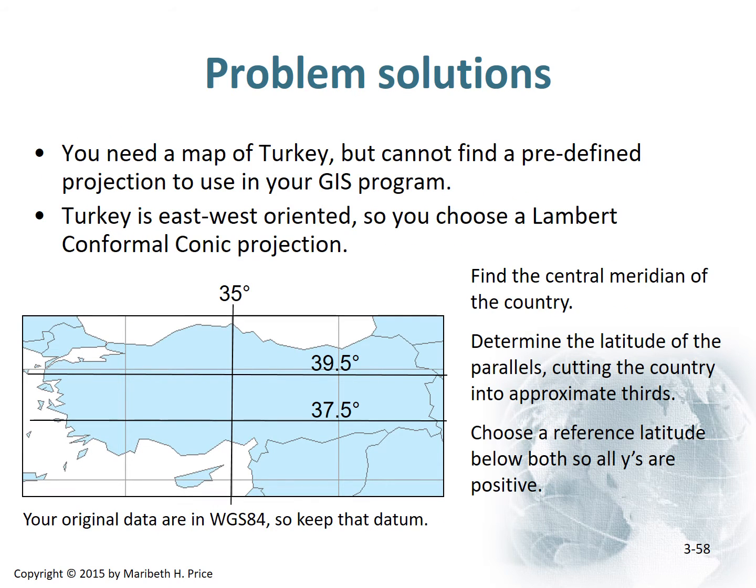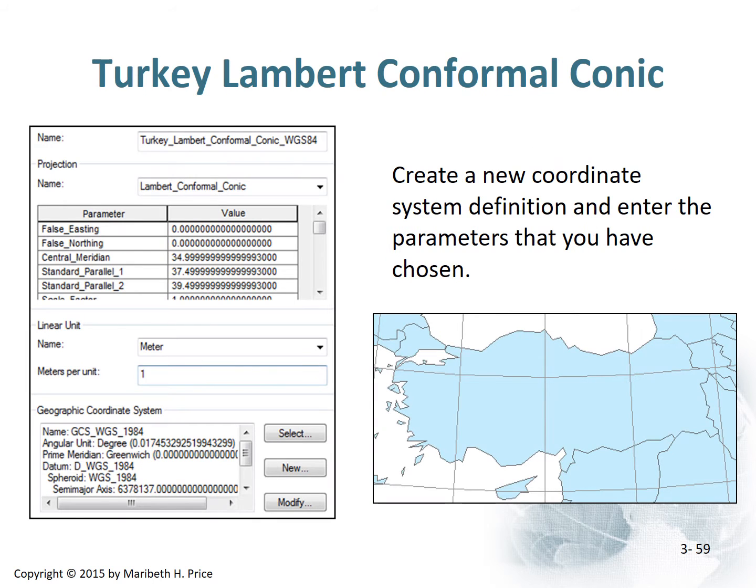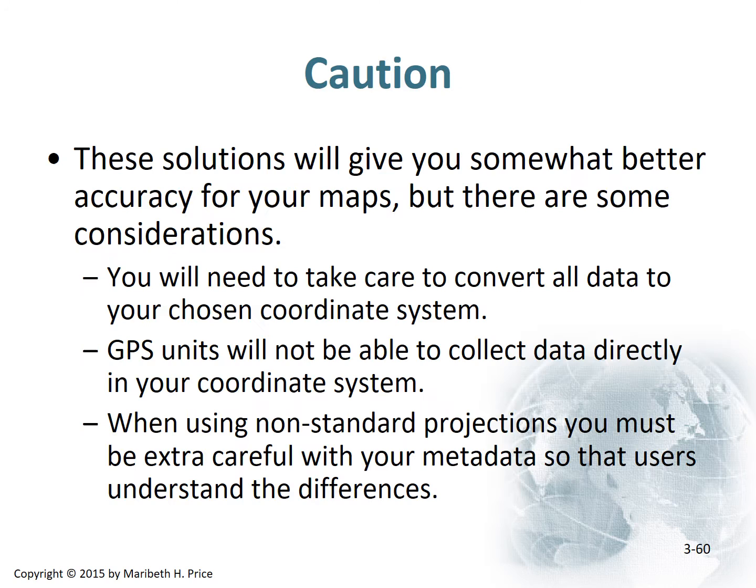This is the best example, where we created a projection for Turkey using a conformal conic Lambert, and then we set the various properties, central meridian and the two standard parallels, so that it would be more well suited for Turkey. And then we saved it as a unique one.